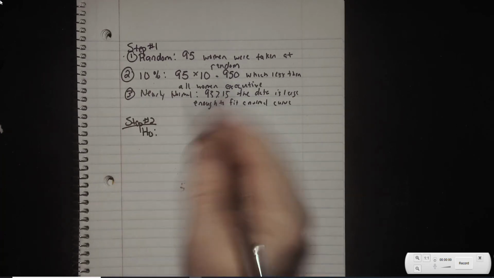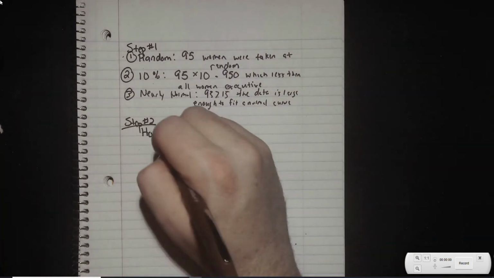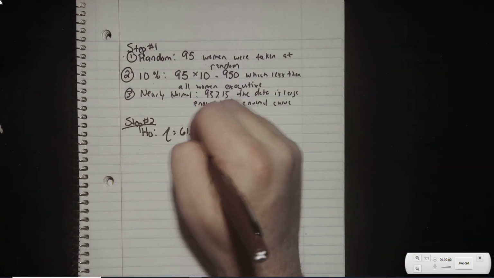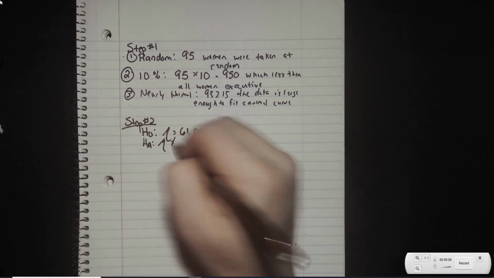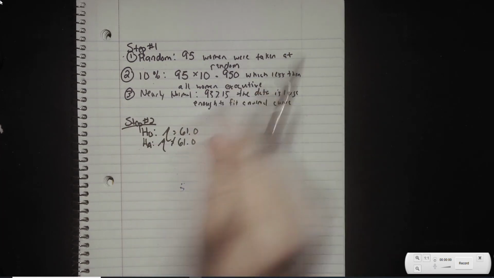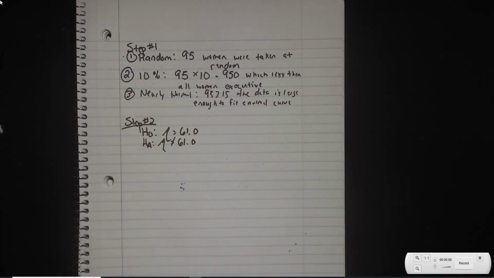You have the null, which is that the mean age is equal to 61.0. And we have the alternative in that the mean age is just not equal to 61.0, because it just says it does not accurately depict the current trend, which doesn't really give us a direction. Let's see. Step 3.